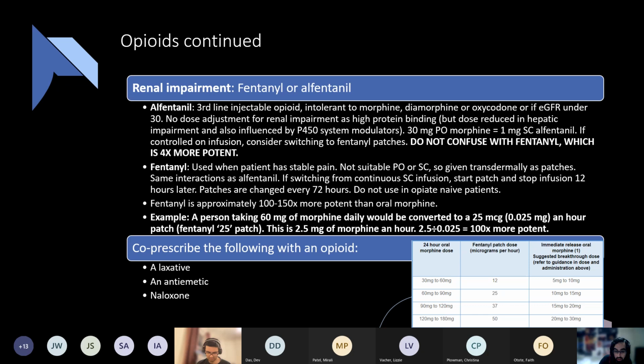Fentanyl is 30 times stronger than morphine. You don't really give it orally. These two are just not oral. If you're controlling with an infusion, then consider switching to patches.